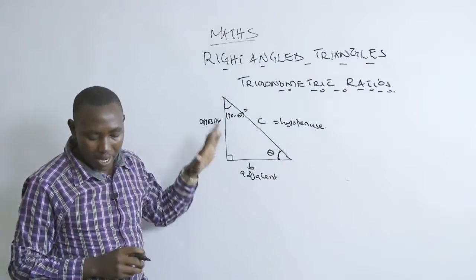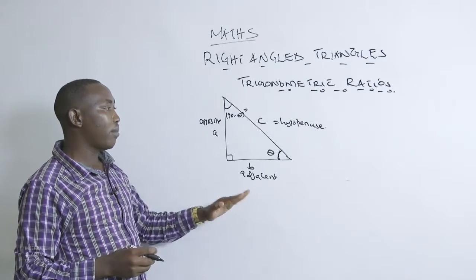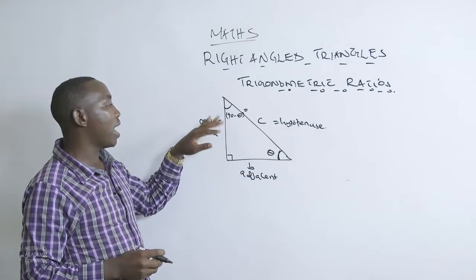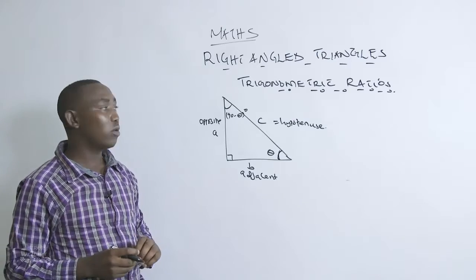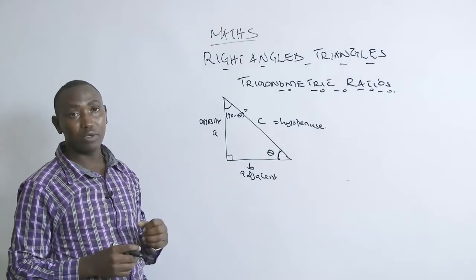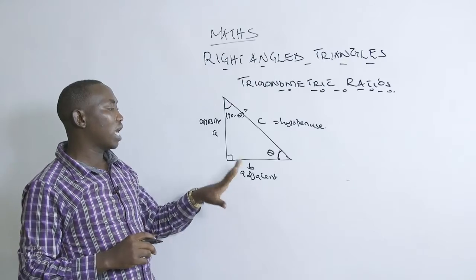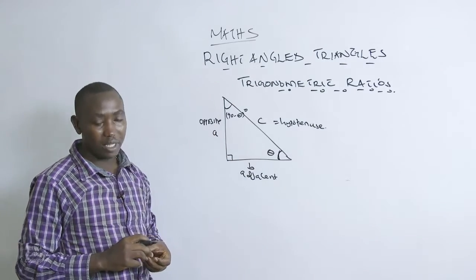Now, these are the names that we are going to adopt: opposite, adjacent, and hypotenuse, as compared to when we were using A, B, and C when we were using the Pythagoras theorem. Now, we can get different ratios for this particular angle theta.